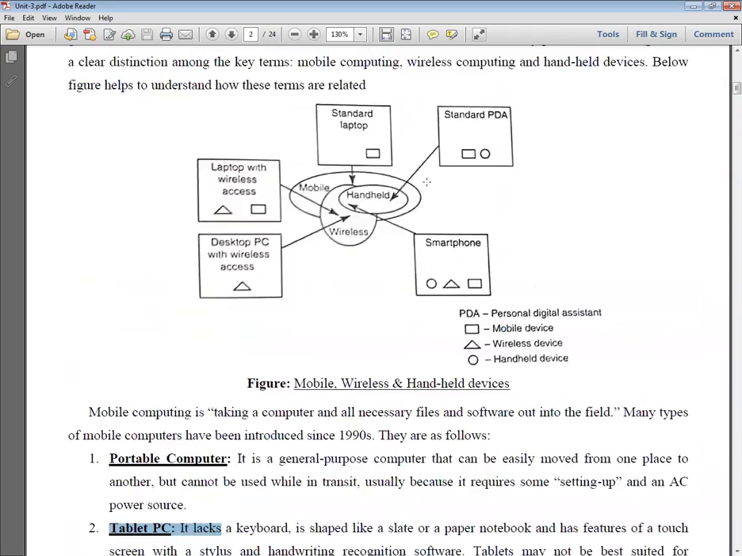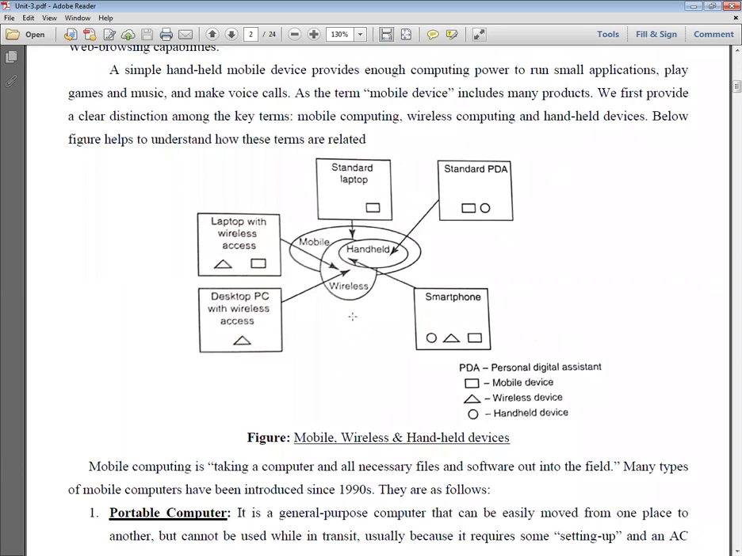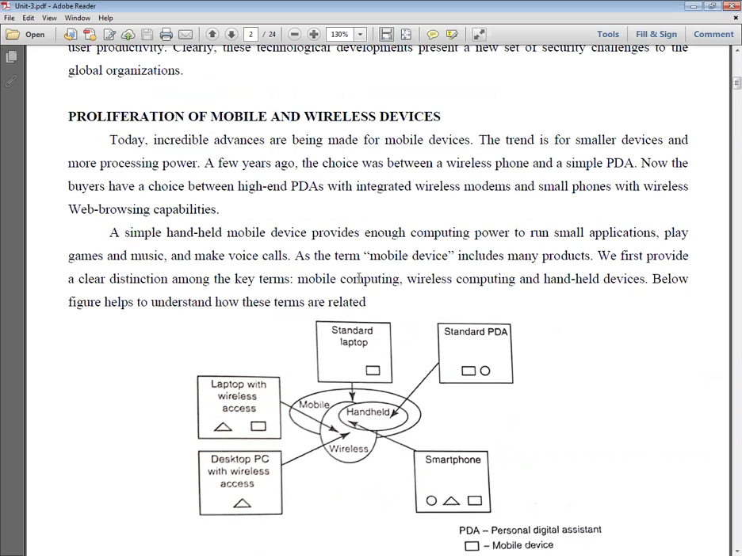So in this particular topic, you need to look over this particular diagram. And what are the 8 categories? And what are the 8 types of mobile computers available? So this particular diagram and the 8 types of mobile devices comes under the concept called proliferation of mobile and wireless devices.